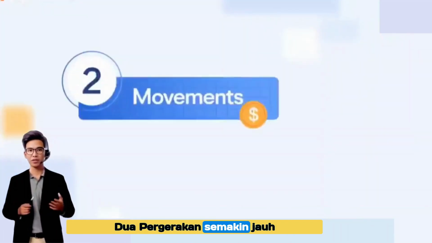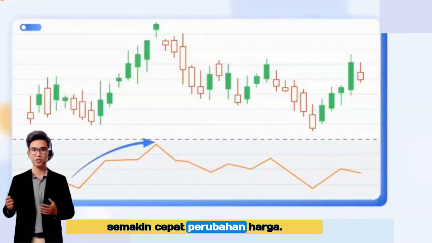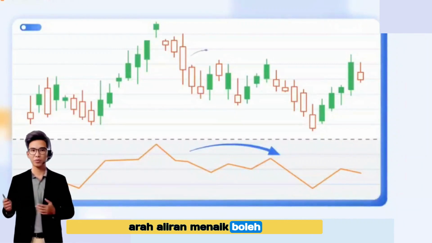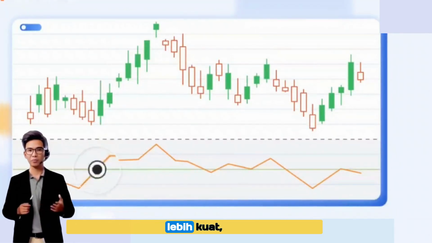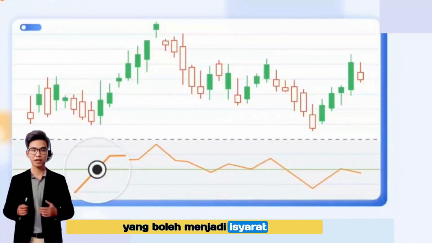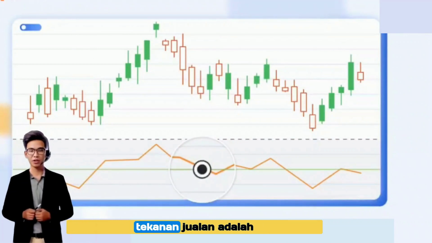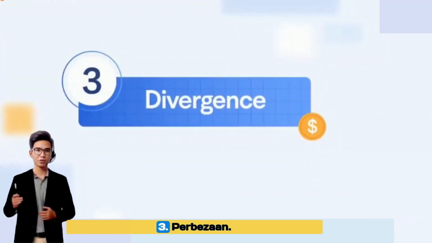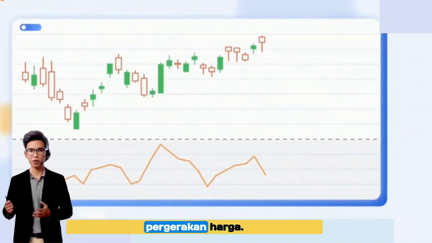2. Movements. The further away the ROC line is from the zero line, the faster the price changes. If the range of movement becomes smaller, the upward trend could be weakening. When the ROC crosses above the zero line, the buying pressure is stronger, which could be a buying signal. On the contrary, when the ROC crosses below the zero line, the selling pressure is stronger, which could be a selling signal.